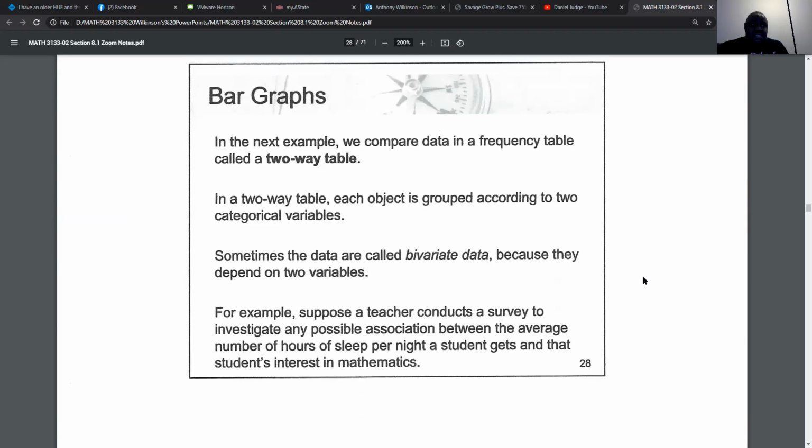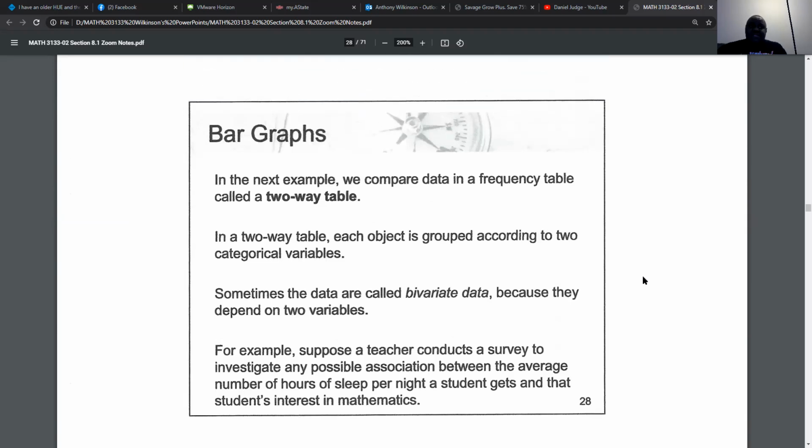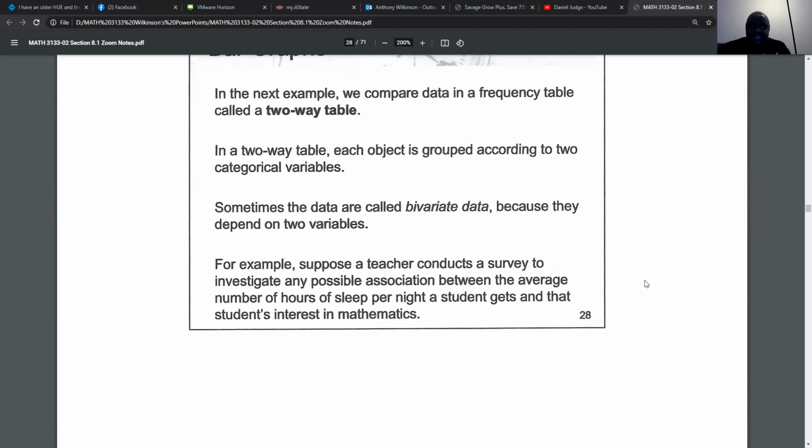Okay, so in this next example, we're going to compare data in a frequency table called a two-way table. In a two-way table, each object is grouped according to 2 categorical variables. Sometimes the data are called bivariate data because they depend on 2 variables. For example, suppose a teacher conducts a survey to investigate any possible association between the average number of hours of sleep per night a student gets and that student's interest in mathematics.